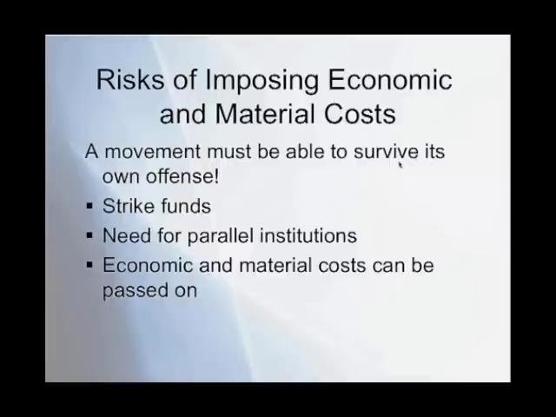important. Another sort of risk of imposing economic costs is that sometimes movements need to create parallel institutions, and sometimes they fail to do so. For example, the Montgomery bus boycott that I talked about earlier probably would have failed quickly if they hadn't set up a parallel institution, a parallel busing system, in order to have people's needs met. And another risk of imposing economic costs is that economic costs can sometimes be passed on.